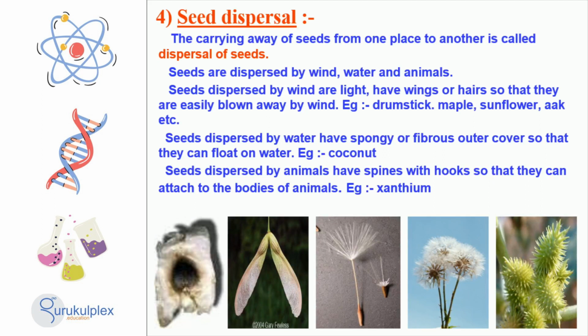Seeds dispersed by wind are usually lightweight and may have wings or hairs to help them travel further. Plants that use wind dispersal comprise drumstick, maple, sunflower, and aak.